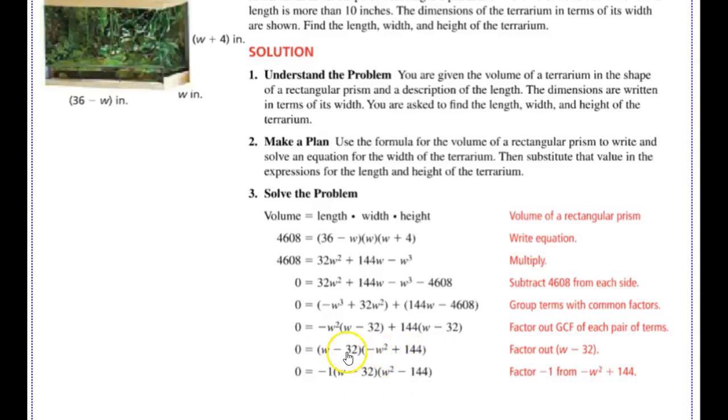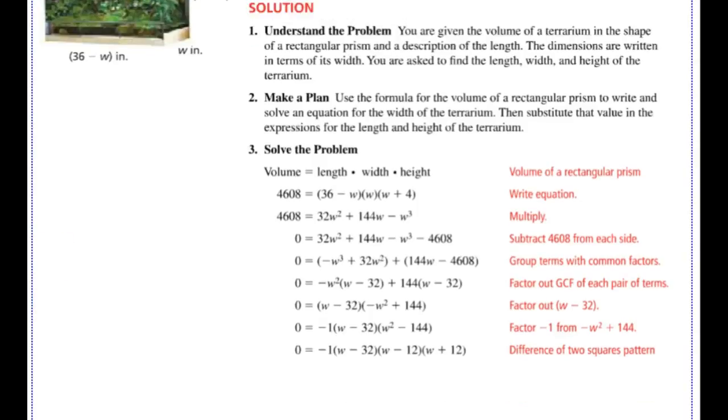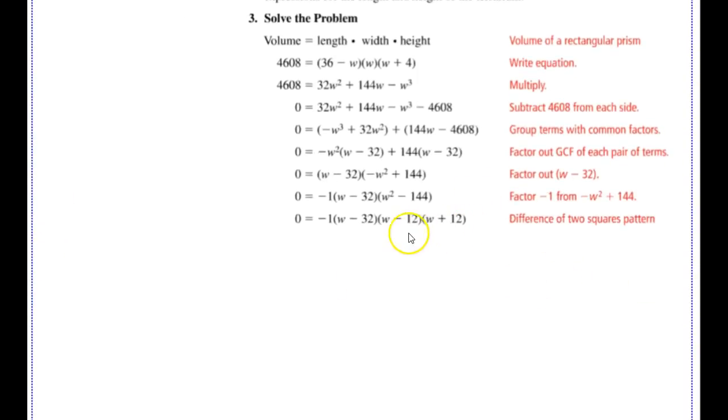So now I can factor out a negative 1 from this second part, right? Because I want to get things a little more simple. And I don't like having negatives with my squared term. So now I'm ending up with W squared minus 144. So now I always want to check everything. Do I have a difference of two squares or do I have a perfect square trinomial? And I see here in the second binomial, I have a difference of two squares. So I can go ahead and factor this a little bit further. And I'm not done until I'm completely factored out.